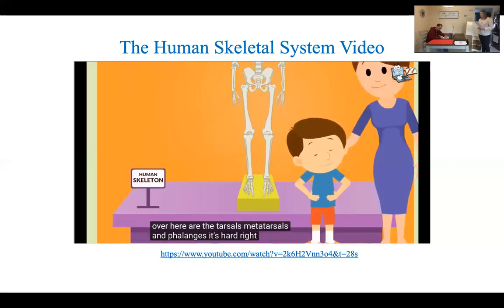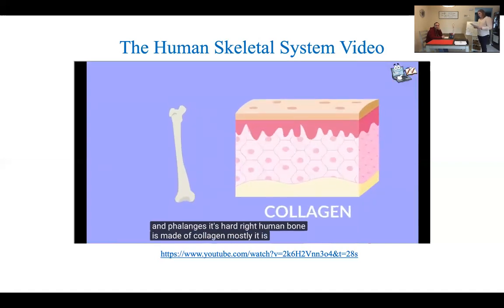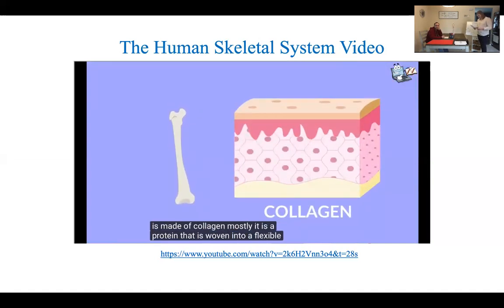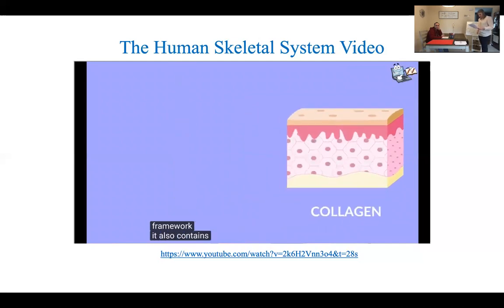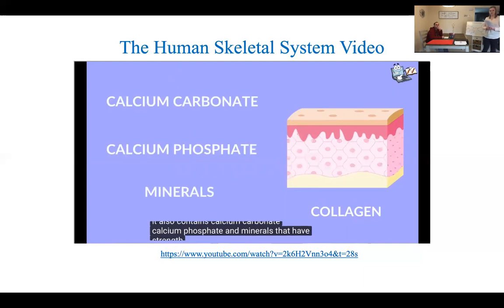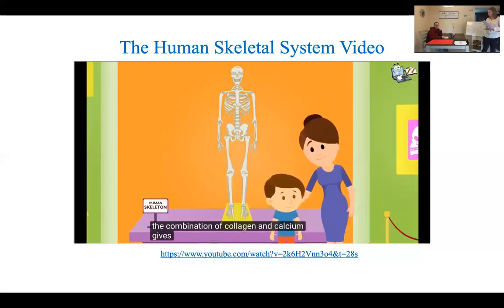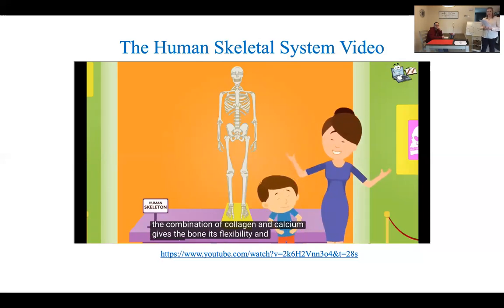It's hard, right? Human bone is made of collagen mostly. It is a protein that is woven into a flexible framework. It also contains calcium carbonate, calcium phosphate, and minerals that add strength and harden the frame. The combination of collagen and calcium gives the bone its flexibility and strength.